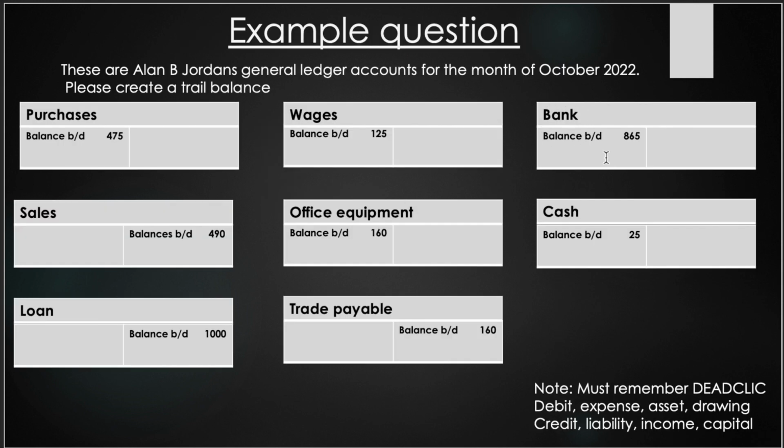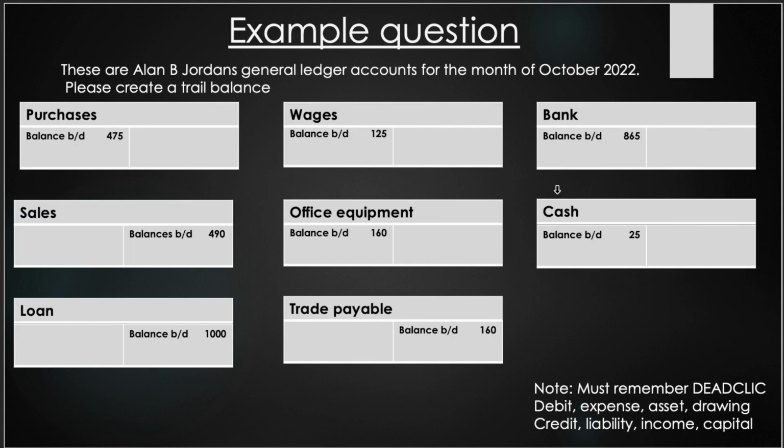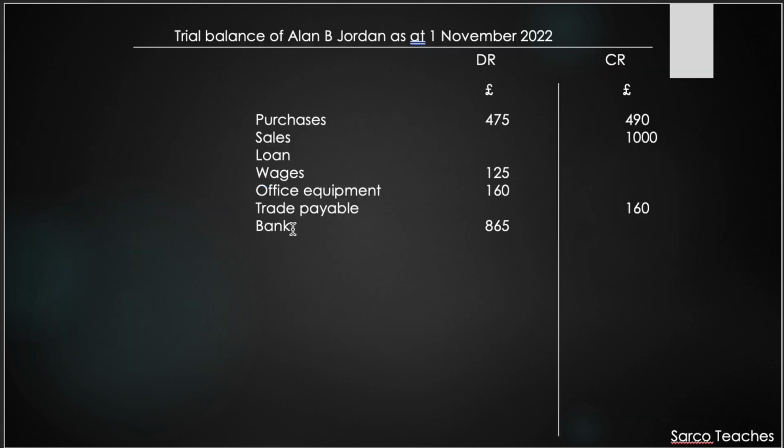Bank is an asset. Again, what does DEAD CLICK tell us? It tells us that assets go on the debit side. So we get 865 and we put it on the debit side. Cash again is an asset. So we write down cash and we put 25 onto the debit side.